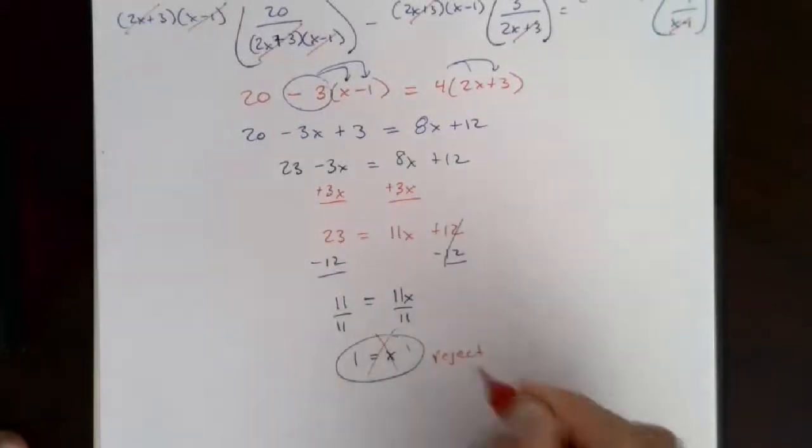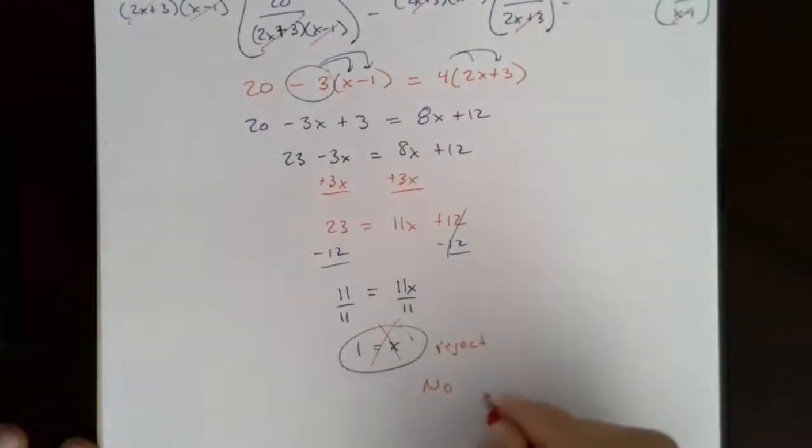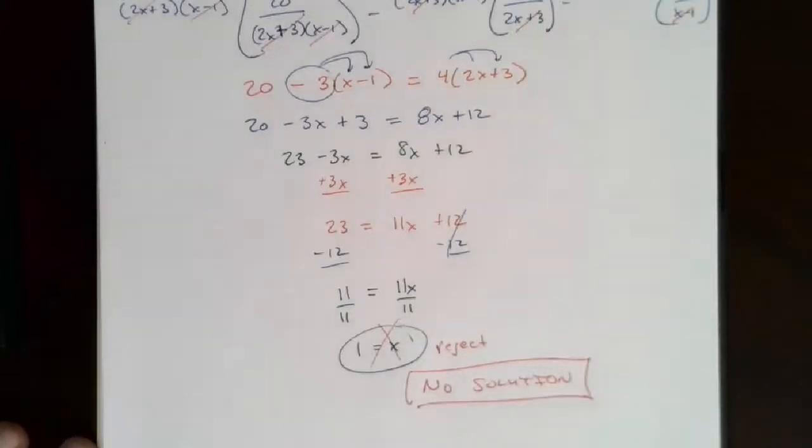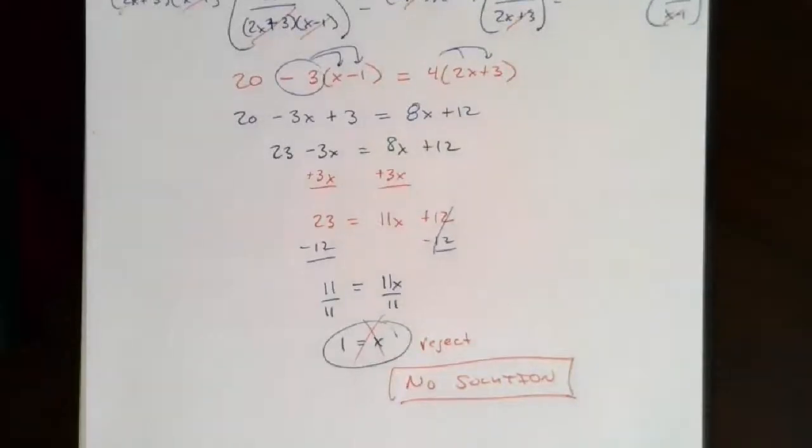So what happens? Well, then we don't have any answer. We don't have any answer, then we say there is no solution. And that's possible, right? That means there is no x value that would solve this equation to make it true. That's all that means when we get no solution. So the answer is no solution.